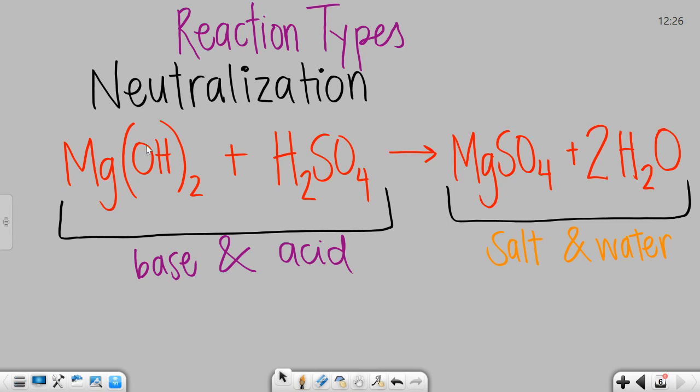So we have our base, magnesium hydroxide, and our acid, sulfuric acid, coming together to form the salt, magnesium sulfate, and water. So look for these as your products. You have some type of salt and water. Okay, and your reactants will be an acid, here's the acid, and a base. All right, and so those are your reaction types.